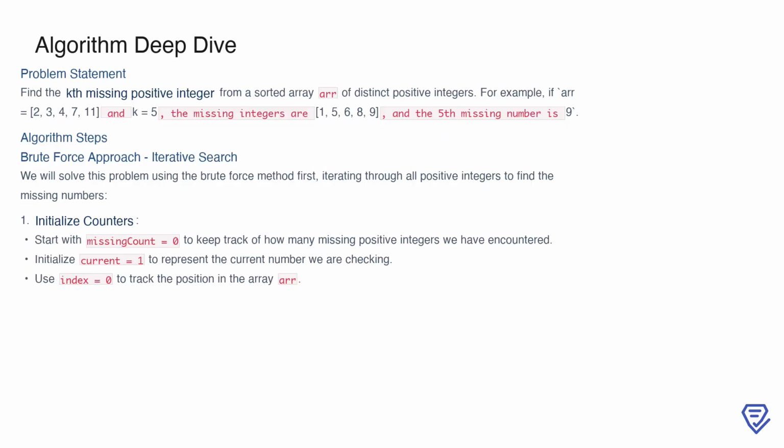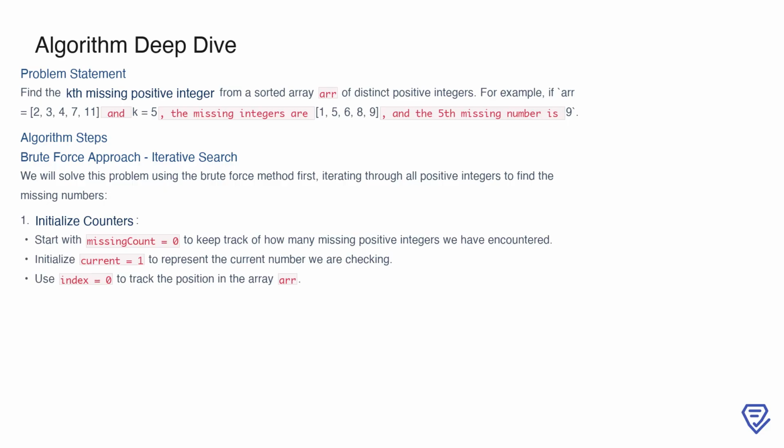To solve the problem of finding the kth missing positive integer, we are given a sorted array of distinct positive integers called arr. Our goal is to determine the kth missing number in the sequence of all positive integers. For instance, if arr equals 2, 3, 4, 7, 11, and k equals 5, we notice that the missing numbers are 1, 5, 6, 8, 9, and the 5th missing number is 9.